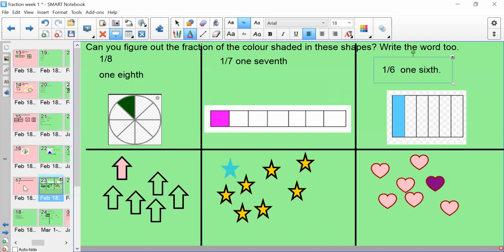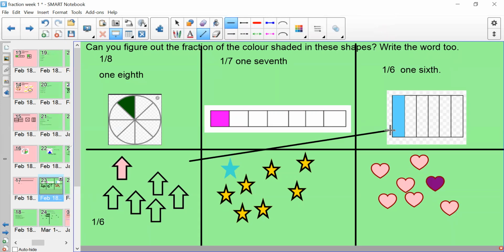Okay, so if we look at the arrows, we can see that there's one pink arrow that is shaded out of 1, 2, 3, 4, 5, 6. So this picture is showing 1/6 because there's one shaded arrow out of 6 arrows. So these two would have matched up. It's showing the same thing, just in a different way.